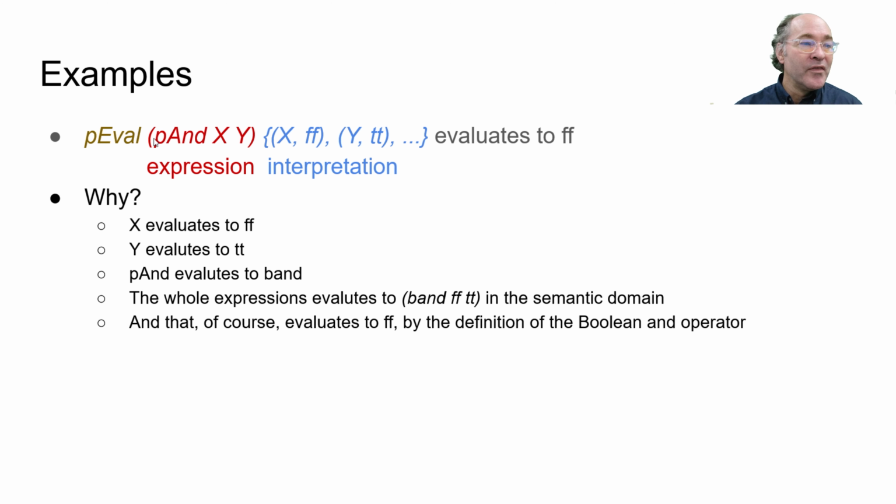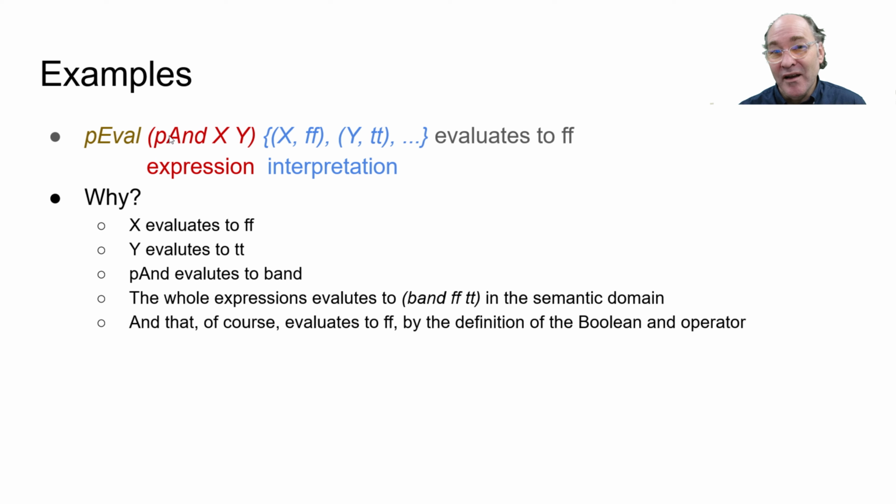Well, let's think about how we evaluate that expression p and x y. First, we want to pull it apart into its sub-expressions. So we have an operator, p and, and two expressions. E1 is the expression x, and E2 is the expression y. E1 is a variable expression, just x, and x evaluates to ff, to false, under the given interpretation. Similarly, the y expression evaluates to tt under this interpretation function that we've represented here in blue, a function that maps x to ff and y to tt and all the other variables to values that we don't care about. So E1 reduces to false, E2 reduces to true.